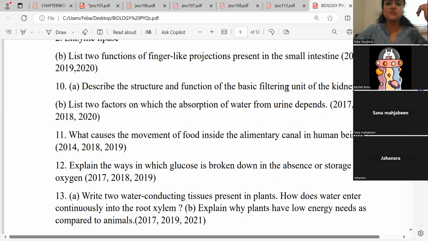Describe the structure and function of the basic filtering unit of the kidney, the nephron, and then write about its structure. Okay, and then list two factors on which absorption of water from the urine depends. Two factors on which absorption of water from the urine depends.